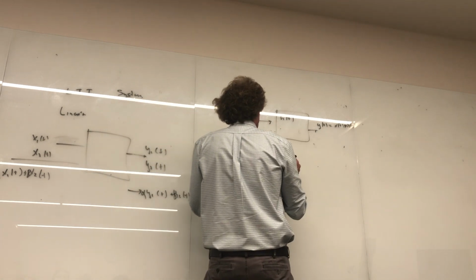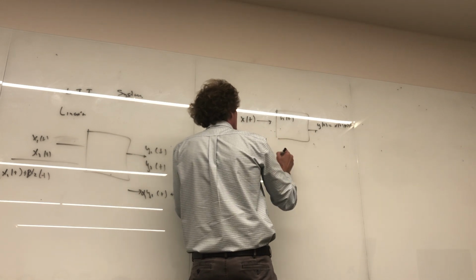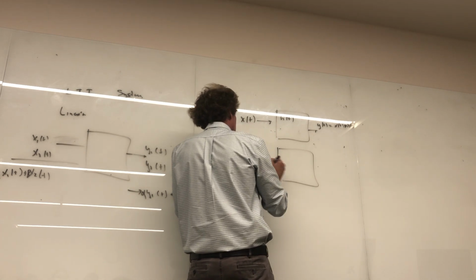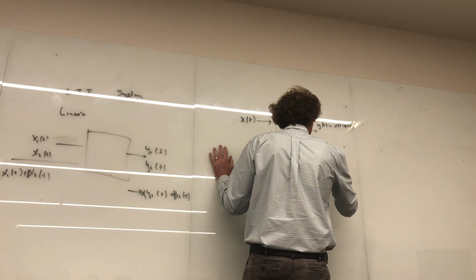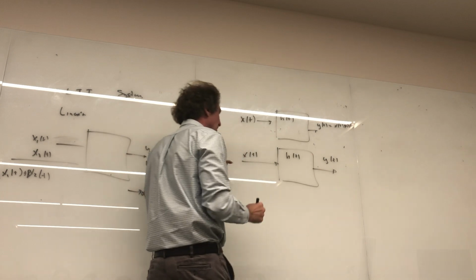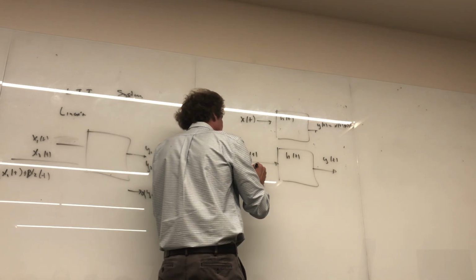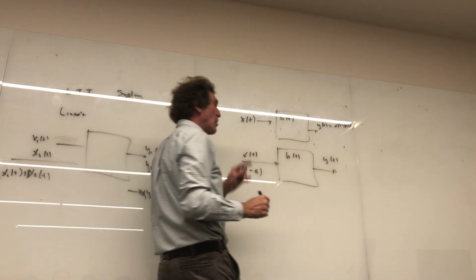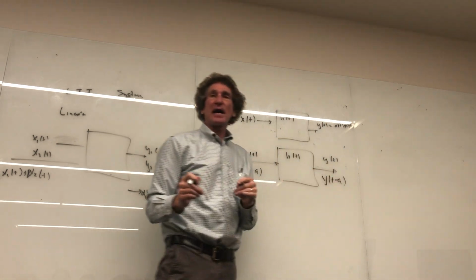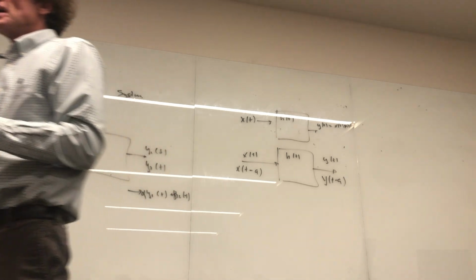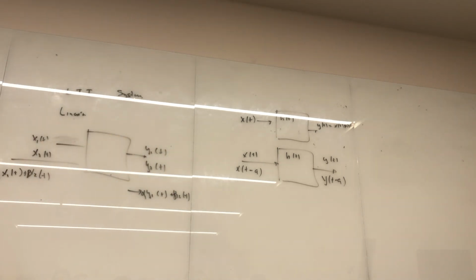Now, if I have X of t, I have system H of t here, and my output Y of t. If I have X of t minus any constant A, the output will be Y of t minus A. It just shifts the actual point. What I mean by this is that it doesn't matter the time of day when you put the input. The output is not a function of that. It only is a function of when the actual starting point is.